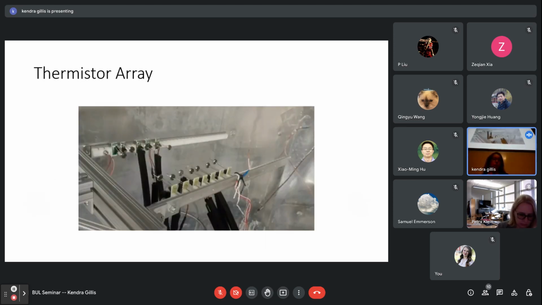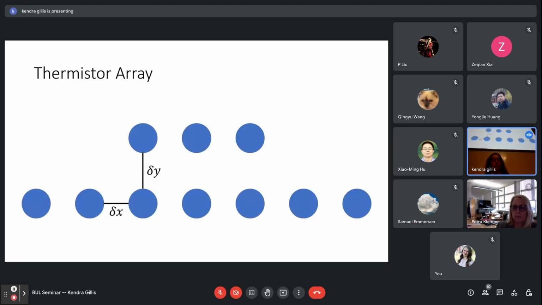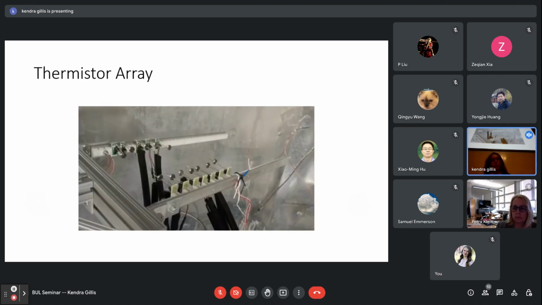So here's another picture of the thermistor array. Like I said, there were 2 bars with thermistors. If you can imagine, the distance between these thermistors pointing towards each other is the delta Y right here. And the distance between the thermistors that are stacked right next to each other is the delta X, and that's what we were able to vary.